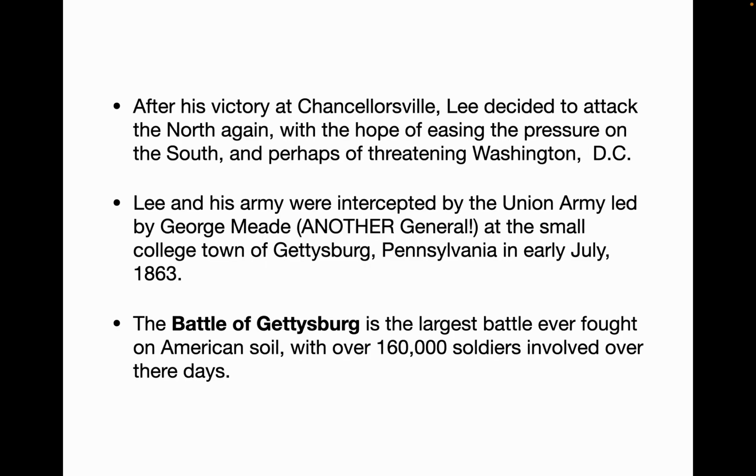So, after this victory at Chancellorsville, Lee felt that his chances were good enough that he could attack north, perhaps with the hope of easing pressure on the South, perhaps even the possibility of threatening Washington, D.C. itself. So Lee headed north, and finally he was intercepted by our new general. So Joseph Hooker is fired, and George Meade becomes the general of the army.